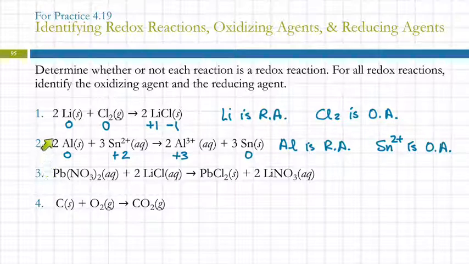Now it's important that we've got aluminum as the reducing agent, and not Al3+. It's got to be the reactants. So aluminum is the reducing agent, tin 2 is the oxidizing agent. You guys okay?